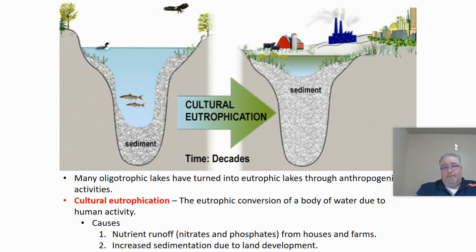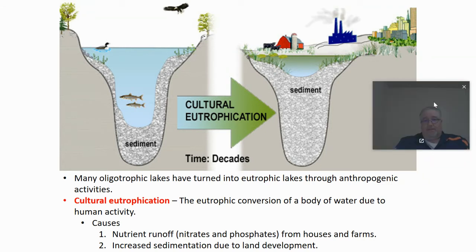One problem that we're seeing, and this is kind of an anthropogenic thing, is we're seeing a lot of oligotrophic lakes turning into eutrophic lakes. We have a special name for this. It's called cultural eutrophication. Eutrophication is where an oligotrophic lake turns into a eutrophic lake, and this is typically done because human activity at the surface is driving this to occur.